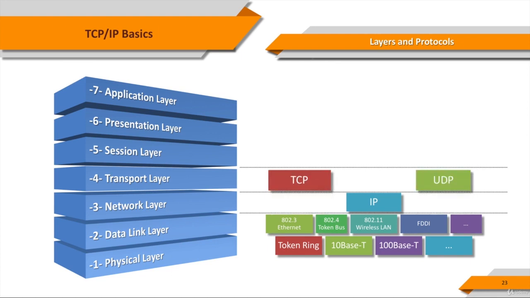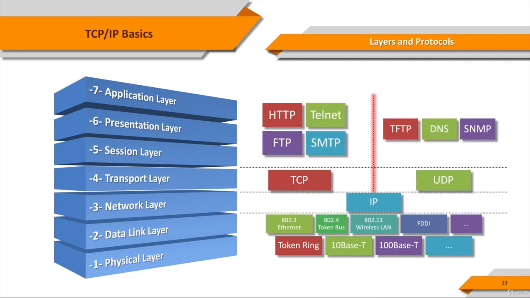The best-known transport protocol is the Transmission Control Protocol, or TCP. It's used for connection-oriented transmissions, whereas the connectionless User Datagram Protocol, UDP, is used for simpler messaging transmissions. We're going to talk more in depth about these protocols in the next lecture.